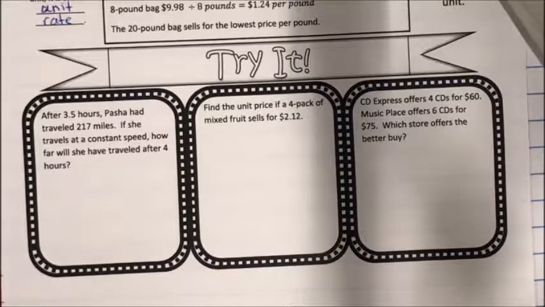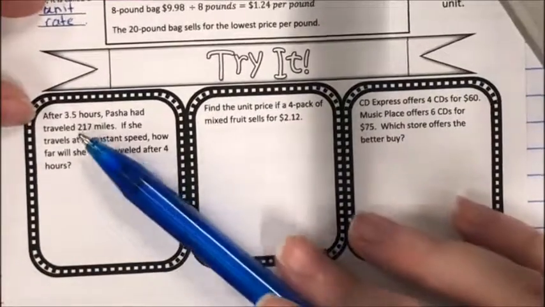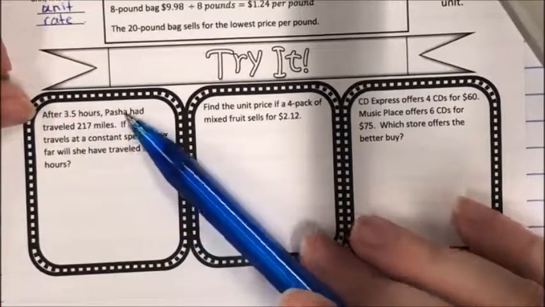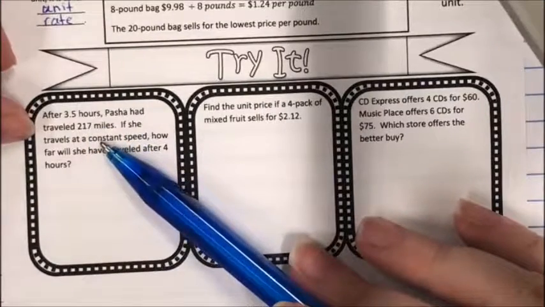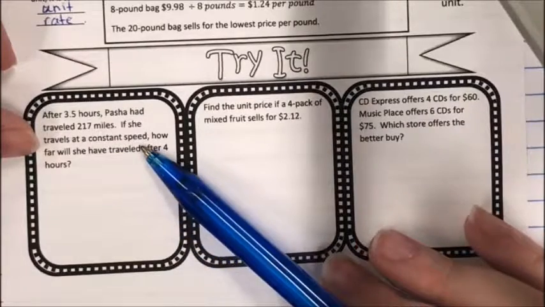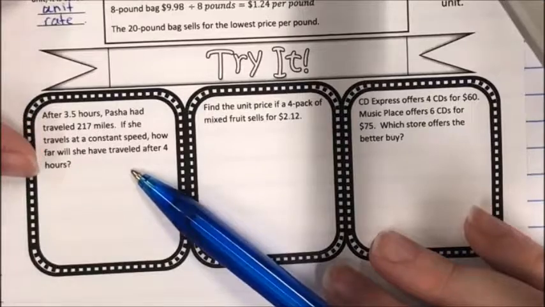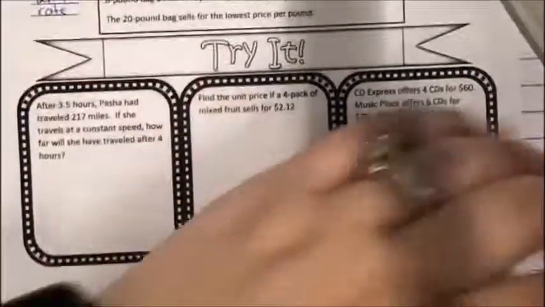All right. Now that you've paused the video and tried the try it problems, let's try them together. So the first one: after 3.5 hours, Pasha had traveled 217 miles. If she travels at a constant speed, so constant means the same, how far will she have traveled after 4 hours? Okay, so let's go over here to my workspace area because I got this nice blank page over here that I can do my work on. Okay, and let's try it.